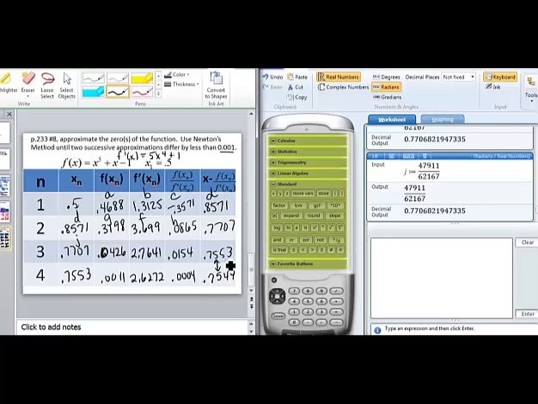So my approximation for my x-intercept is 0.7549, or you could say 0.755.